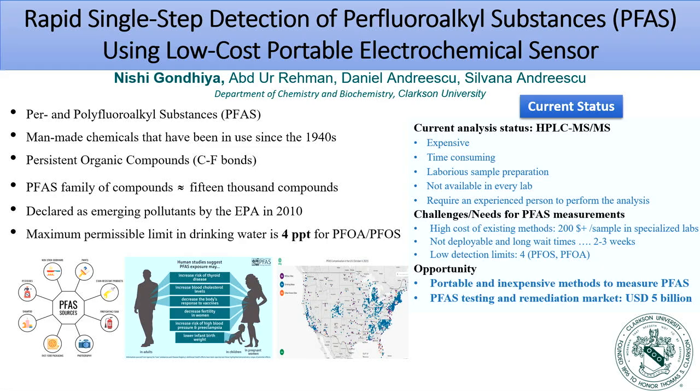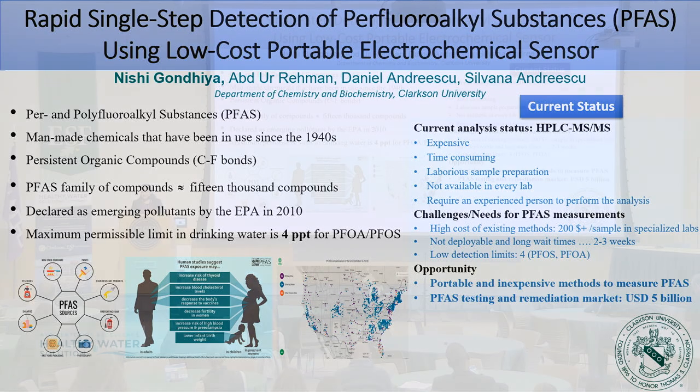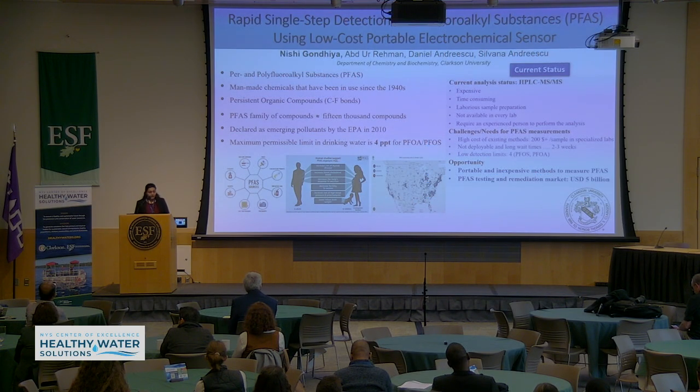The current detection methods rely on HPLC-MS/MS, which is highly accurate. Yes, it is highly accurate, but it is also expensive, time-consuming, and inaccessible to many labs. Testing can cost upwards of $200 per sample, and it can take weeks to return the results. That's simply not viable when PFAS are found everywhere, in rivers, in rain, and even human blood. So there is an opportunity to develop a portable and inexpensive method to detect PFAS, and that is where our solution comes in.